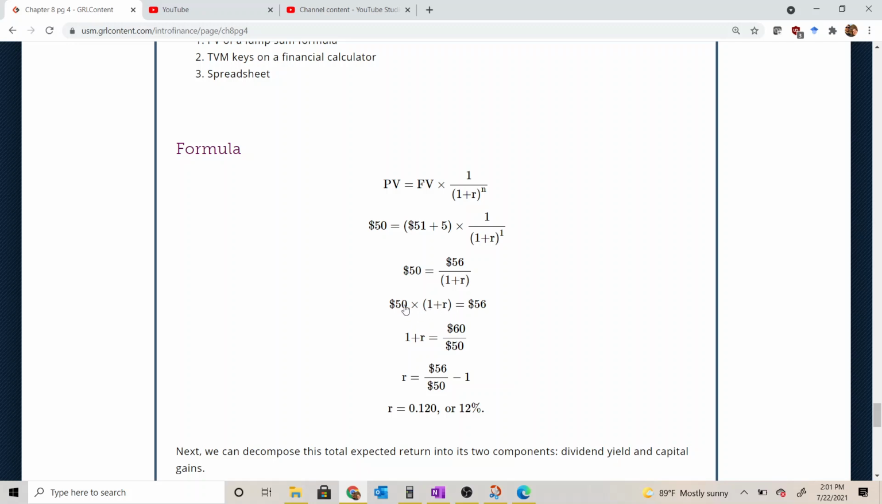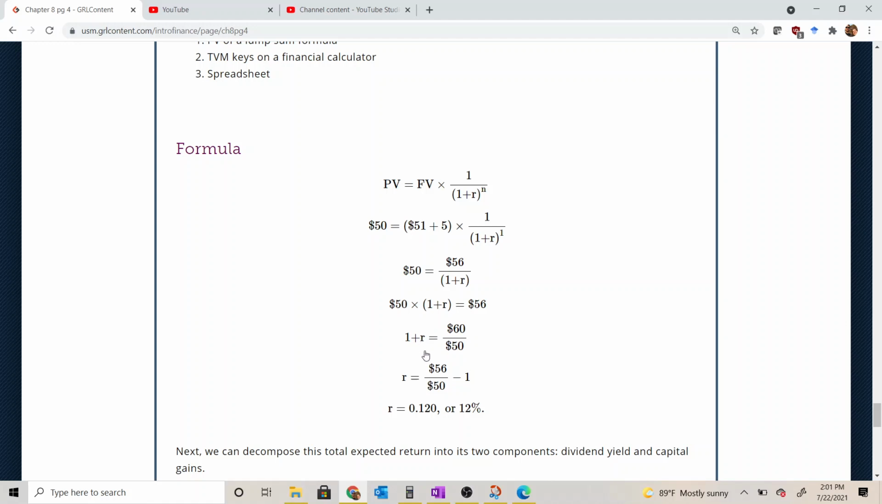When we divide the left-hand side here by 50, it's going to cancel out because we'll have 50 in the numerator and 15 in the denominator. And over here, it'll become 56 divided by 50. That's what's supposed to be right here. This 60 divided by 50 should be 56 divided by 50. That's where the error is in the formulas. So let's just assume for now that 68 is actually 56.